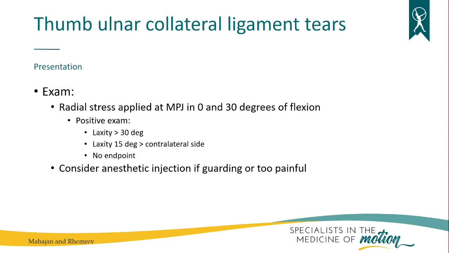What's important here is to understand what's normal for them, and you want to compare to their contralateral side. So if they have laxity greater than 30 degrees, it's probably torn. If they have laxity 15 degrees more than the contralateral side, it's probably torn, or if you just don't feel an endpoint, it's torn. A lot of these patients are too sore to get a good exam on, so you may need to do an anesthetic injection to block that pain signal.